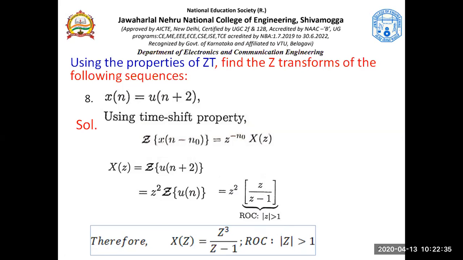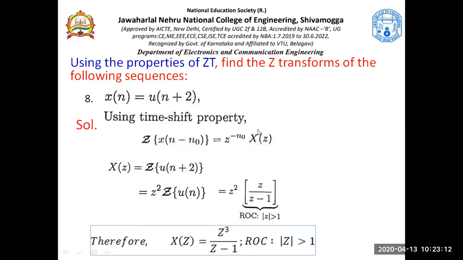I repeat, the signal given is U of n plus 2. You first need to understand which property holds good here. The property that holds good here is the time shift property. And how does the time shift property look? The time shifted signal is x of n minus n naught, or x of n plus n naught. If it is x of n minus n naught, it is z to the power of minus n naught into the z transform of x of n. If it is plus n naught, it is z to the power of plus n naught into the z transform of x of n. This is how the solution is found using the property.